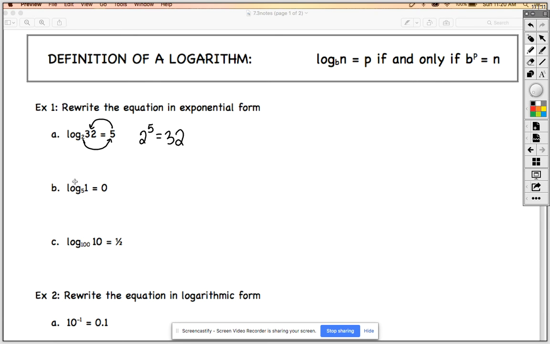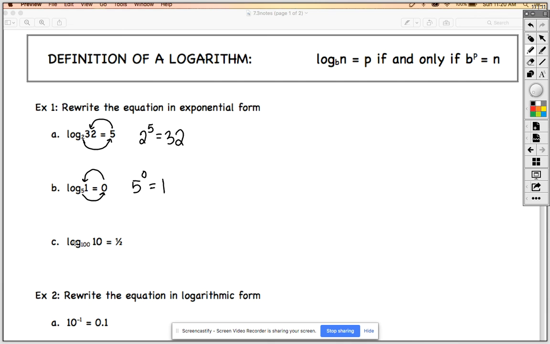Okay, part B has log base 5 of 1 equals 0. So you always start with the base. So your base is 5. Here's your power, P, over here. So my power is 0 equals the number, which is 1. Anything to the 0 power is 1. So I know that this one's right because 5 to the 0 power does equal 1.